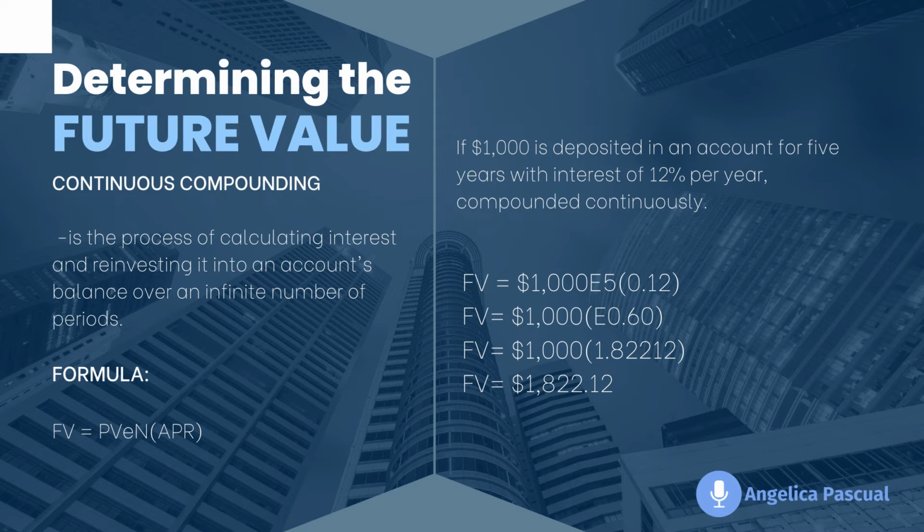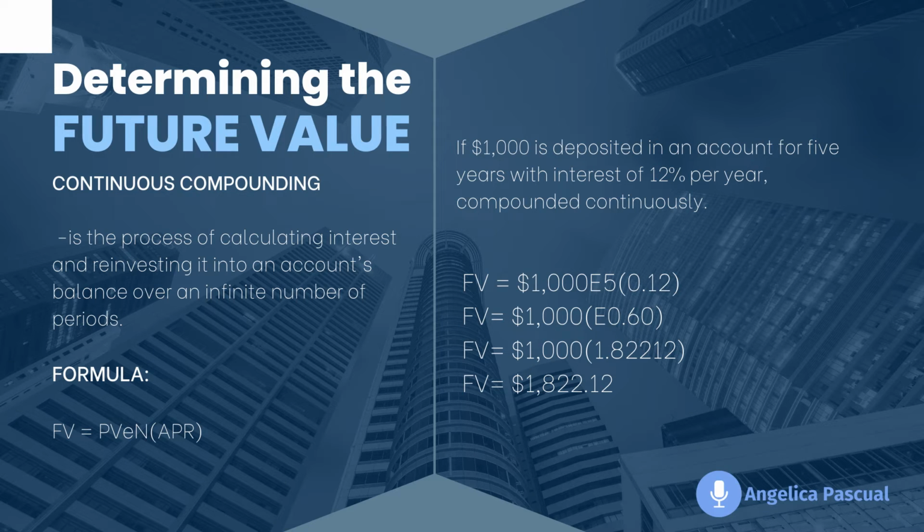Here are the steps to compute interest compounded continuously. First, take the exponential constant e, 2.71828, and raise it to the power of the product of the interest rate and the period. Second, compute the future value by multiplying the starting balance by the value from the previous step. Next, the continuously compounded interest is the difference between the future and the present values.